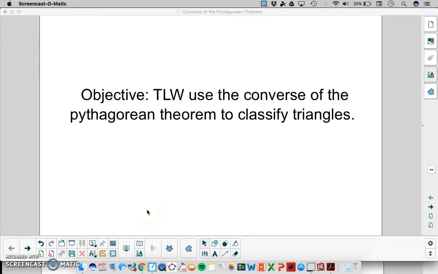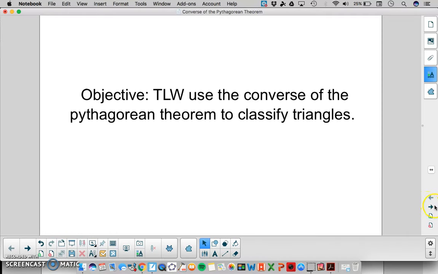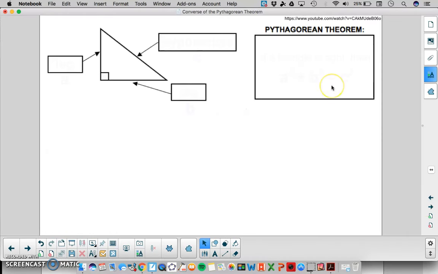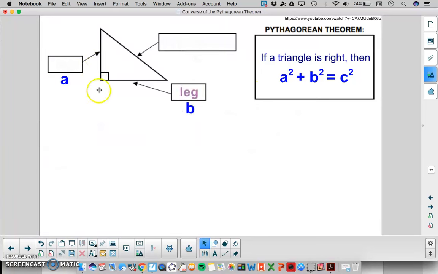In this video, the learner will use the converse of the Pythagorean theorem to classify triangles. So first, let's recall what the Pythagorean theorem says. If a triangle is right, then a squared plus b squared is equal to c squared. A and b are the legs of that right triangle, and the hypotenuse is our c value. So a squared plus b squared is going to be equal to c squared.